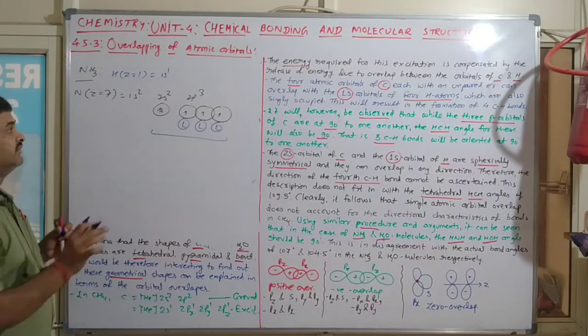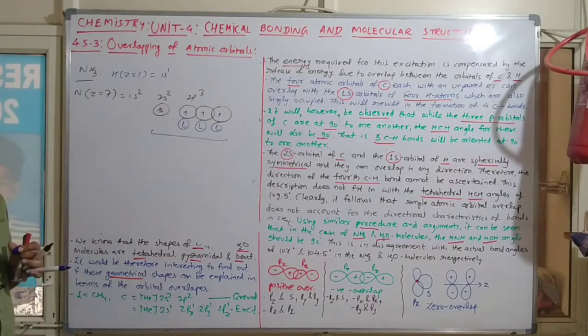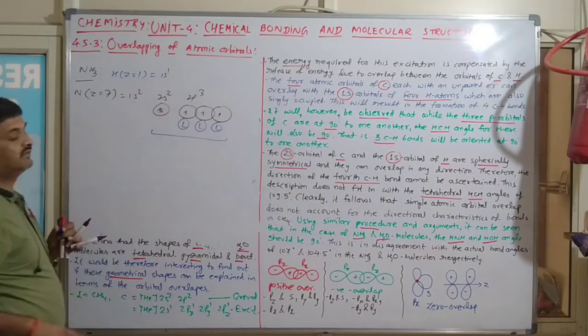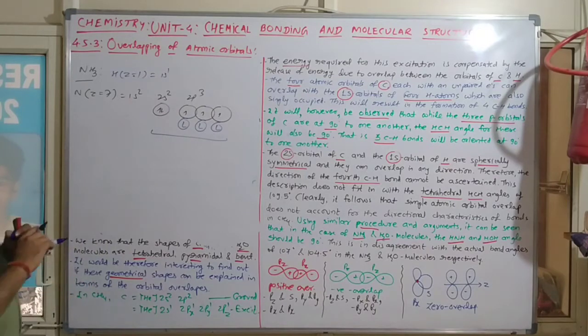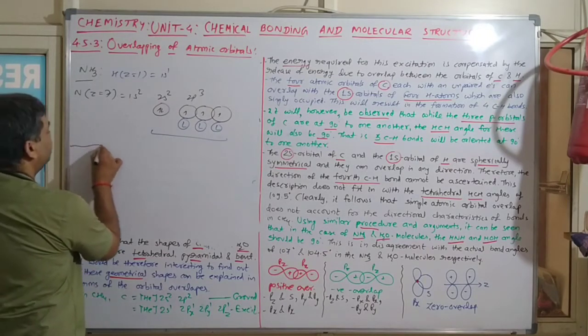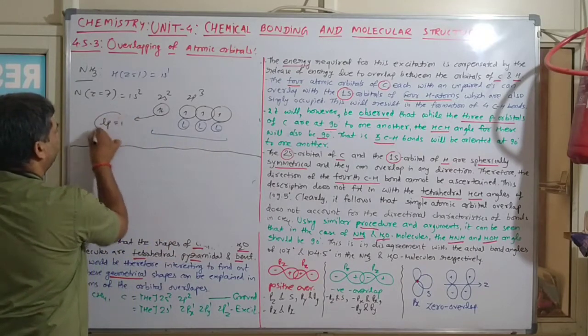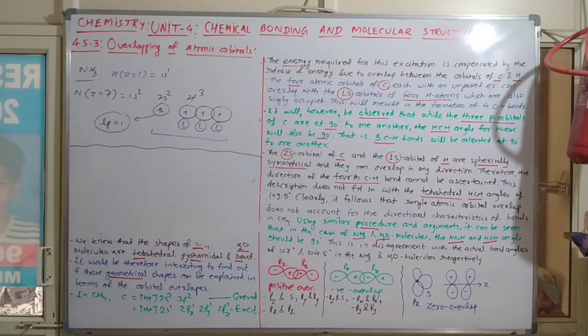Out of these 4, 1 is from the 2s orbital. Second one is again we can say that Px, Py and Pz. It will overlap with the 1s orbital of hydrogen. Clear हुआ कि नहीं? And here we can say that the concept of lone pair will come. Here lone pair will be 1.